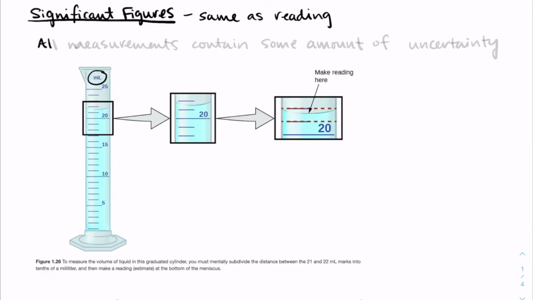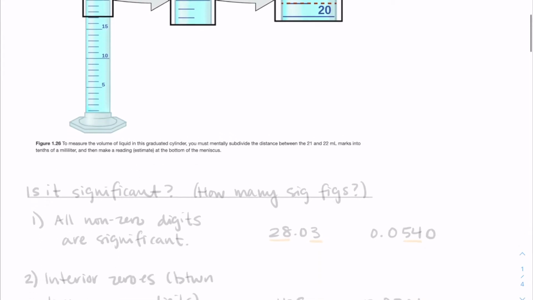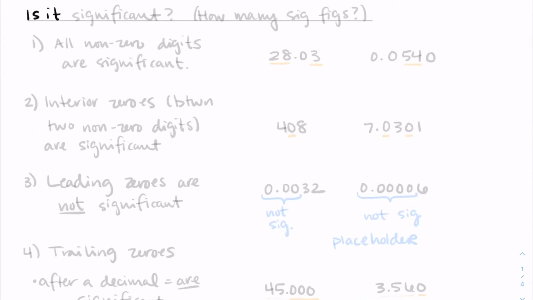Now, this can be discussed in two different parts. One way to look at it is first just how many sig figs are there, or is a digit significant? And then the second thing that we'll do is, when you have multiple measurements with different numbers of significant digits, how does that propagate when you do a calculation? So the first question of is it significant, or how many sig figs, is broken down like a set of rules. I'm going to go through this with some examples.